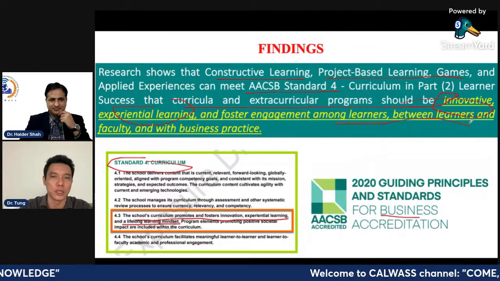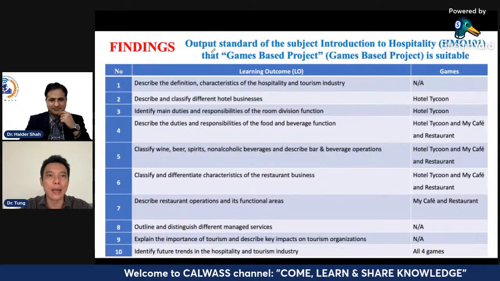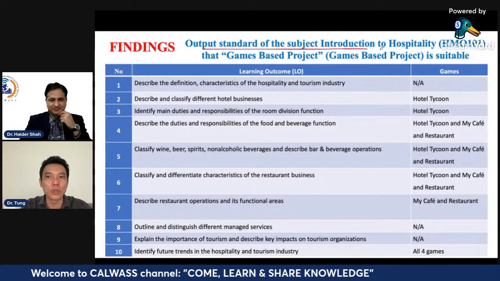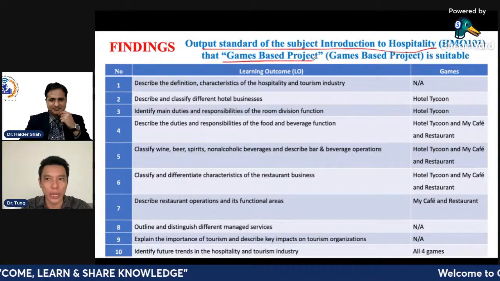Another finding is this is the output standard of the subject Introduction to Hospitality, and I use a game-based project.